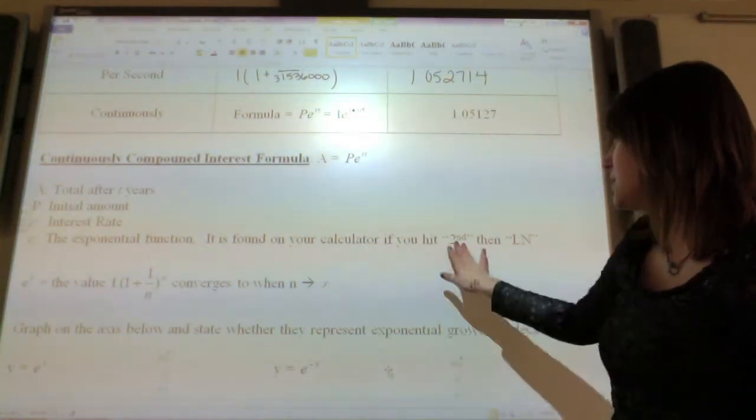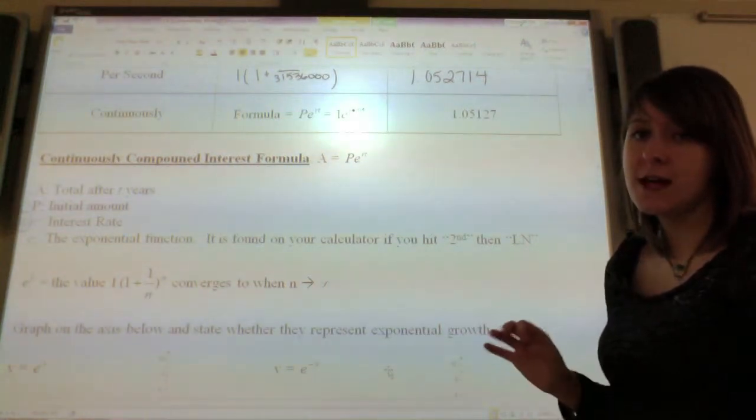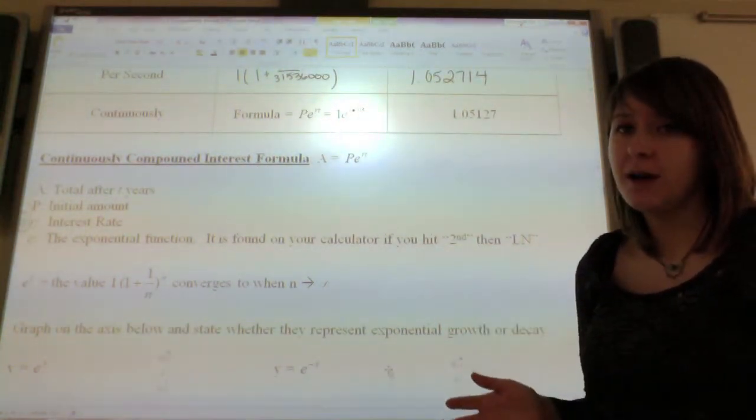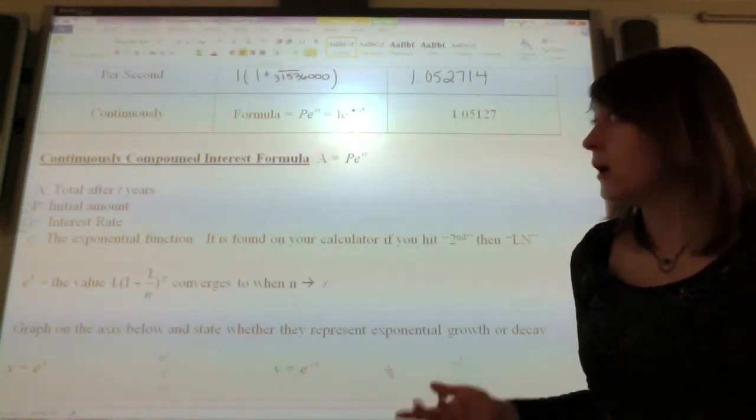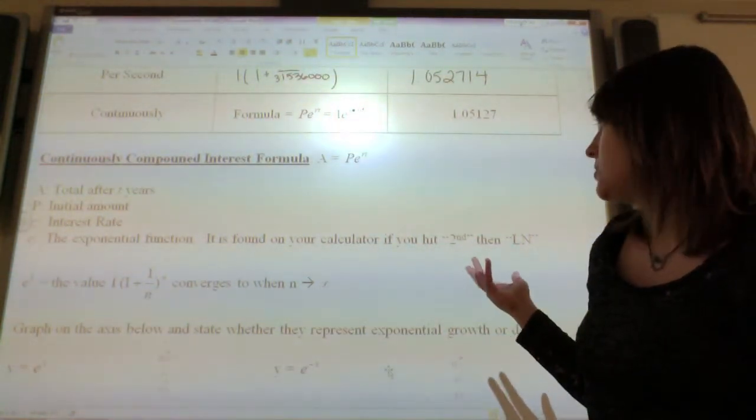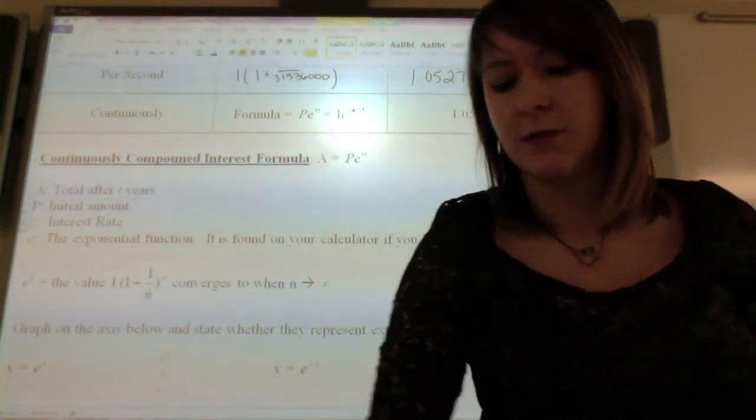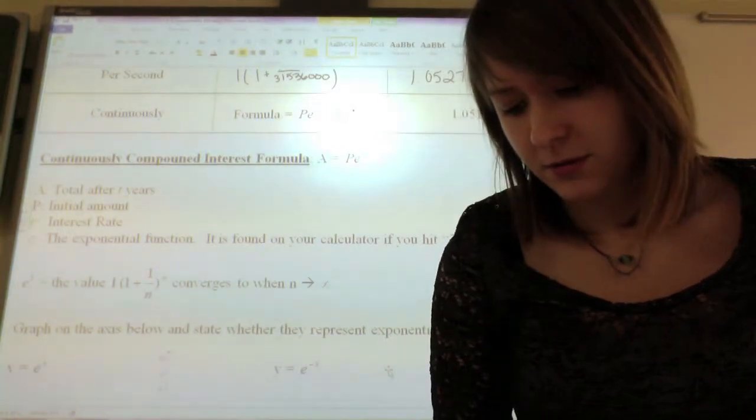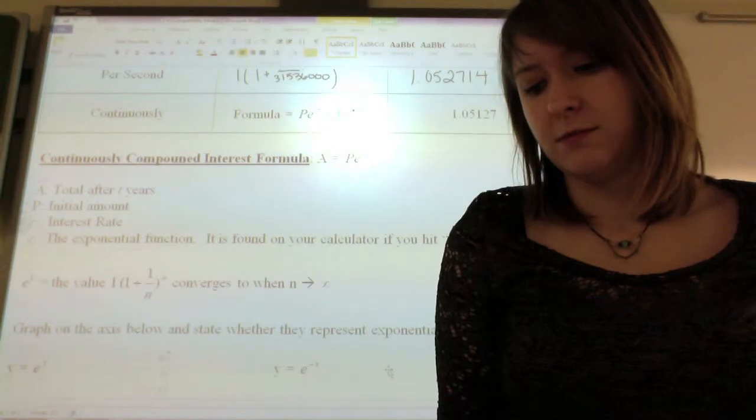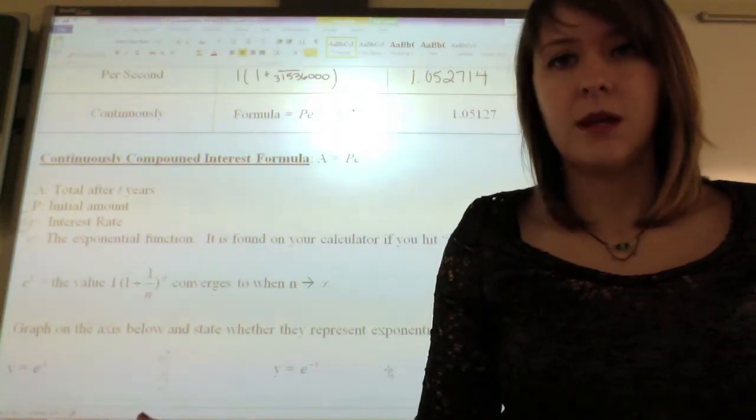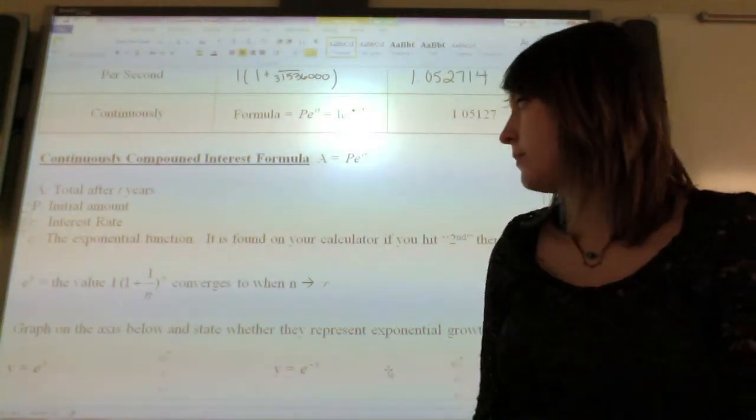Okay, if you hit second and LN on your calculator, you'll see that E button. E is actually just a number, kind of like pi, how pi is 3.14. Well, E is just a number. Let me check. So E is 2.718, and then it keeps going. It's an icky number just like pi is. That's why we have a letter to represent it.